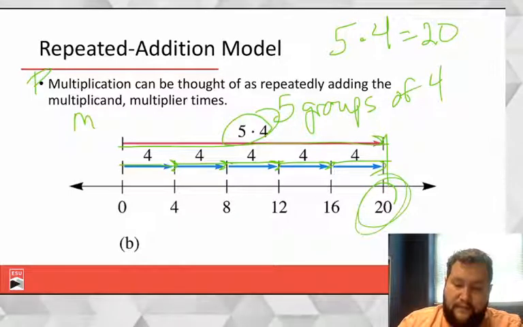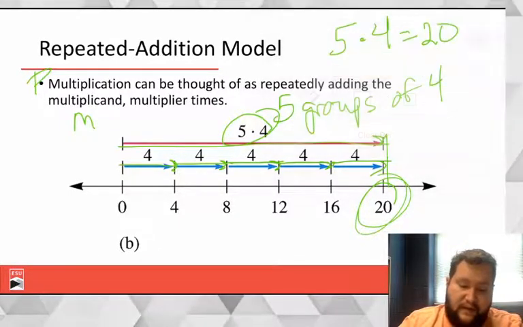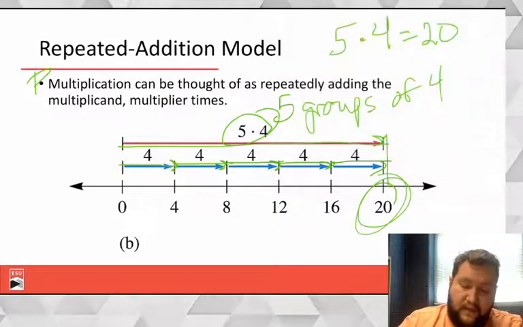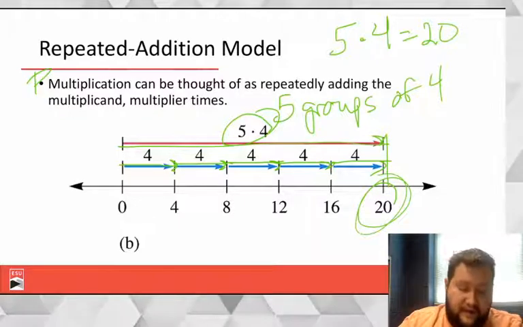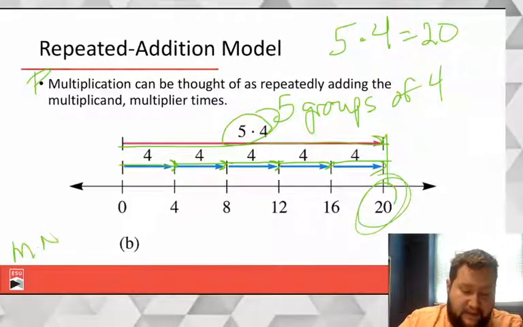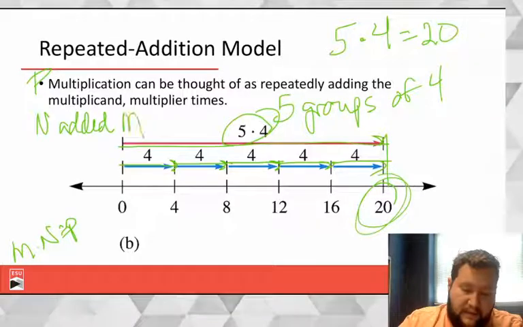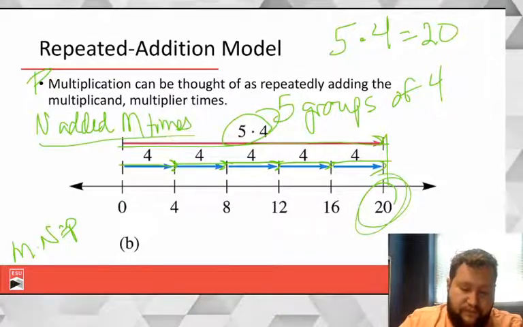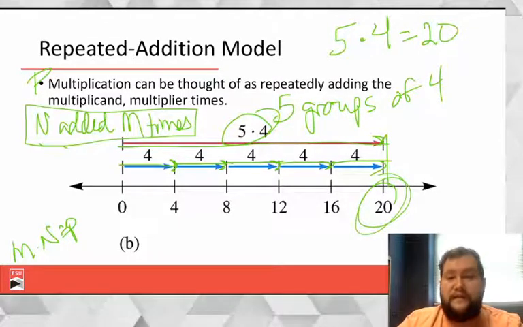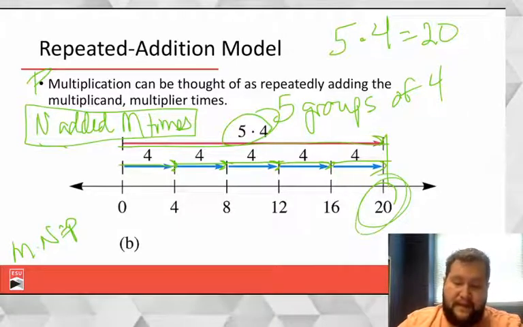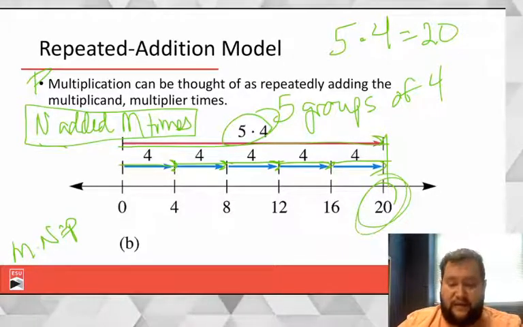So just like me, go ahead and write m times n equals p. We're adding the multiplicand n added m times. Because it's easiest for me when I'm looking at this to always go back, m times n equals p, m groups of size n, and that way I can translate between that and each of our models.